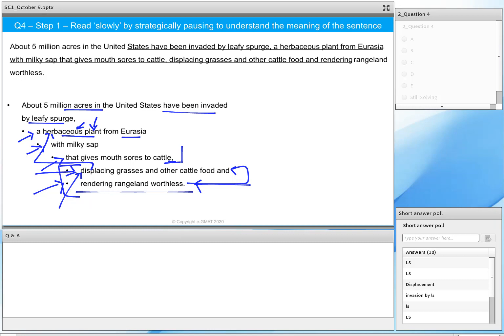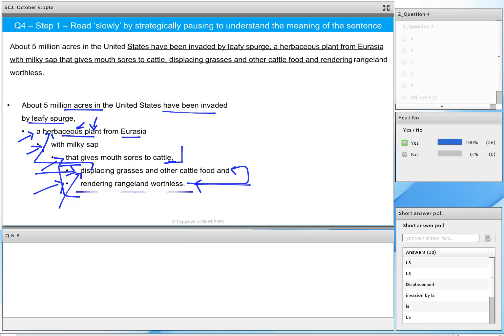So before I move on with any further analysis, I just want to understand from you, are you all with me in this logical analysis of the usage of the action of displacing and rendering? Is it absolutely clear to you now? Can you go and teach this sentence to anybody? I'm sure you can. All right. So, yes, now we understand. See, this is the beauty of engaging with the sentence only in terms of logic.